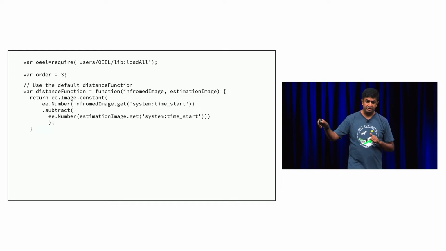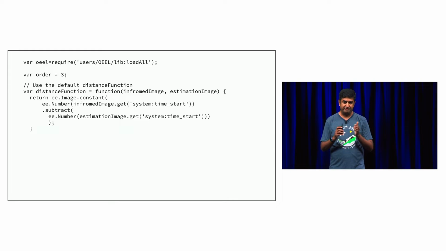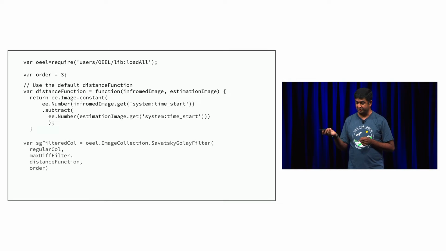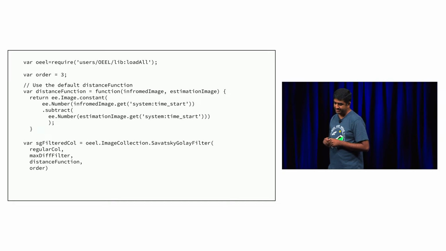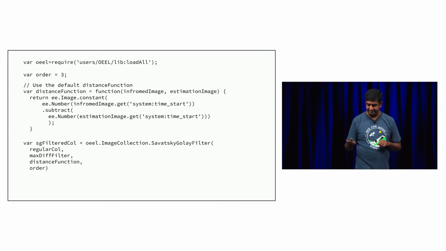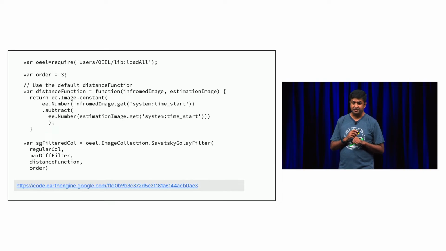This is the default. This is how you initialize. You load the library. You select the order, second order, third order polynomial. And this is the default function for distance, just to figure out how far away images are. And we just apply this. So this is a function. We just say, apply the Savitzky-Golay filter on my regularized collection. So I have a regular time series. This is the max diff filter, the distance function, and the order. These are the parameters we supply, and you get your smoothed time series.